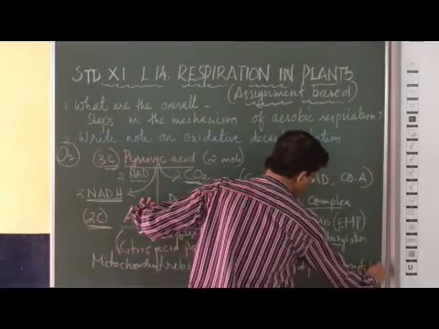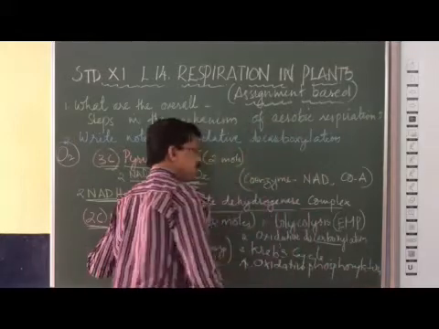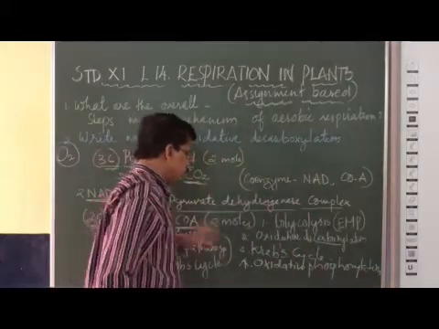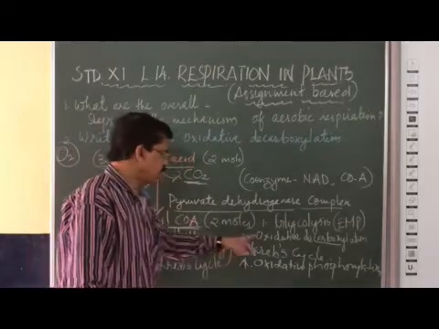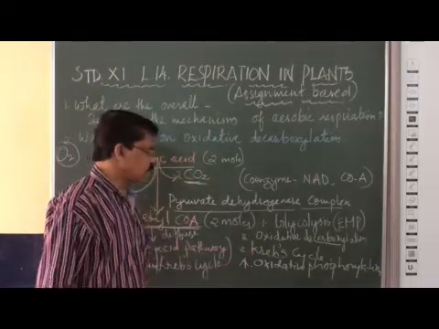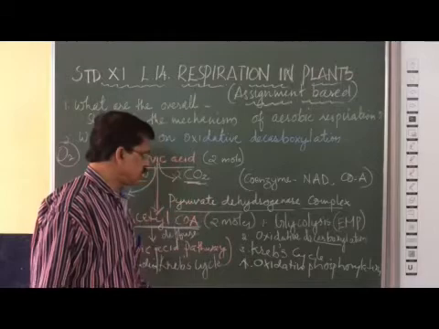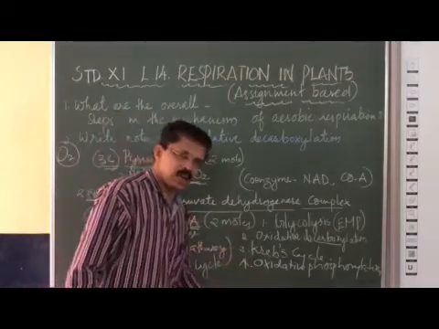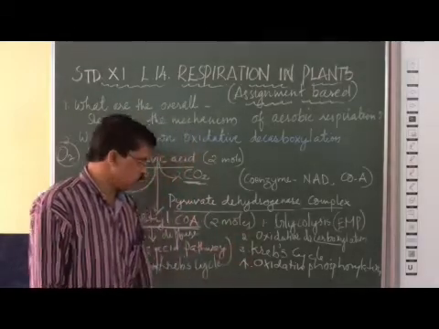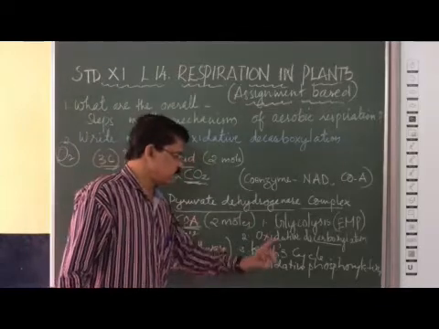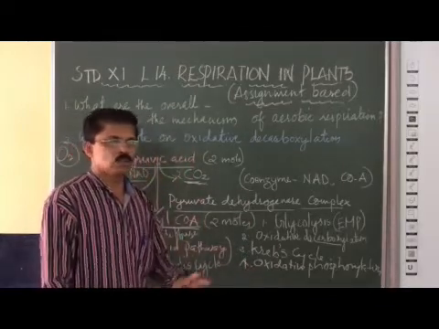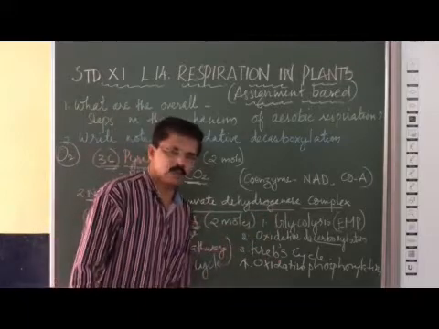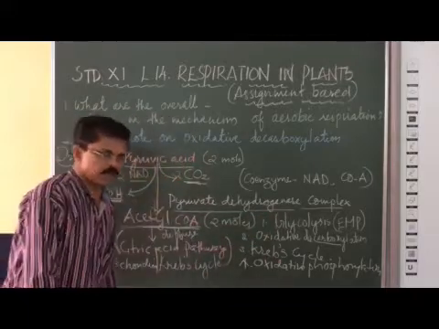So what are the 4 steps of aerobic respiration? We can say the first one is glycolysis or the EMP pathway. Then the second one is oxidative decarboxylation, which we have discussed here. Now the Krebs cycle, that we will be discussing today, and then oxidative phosphorylation, that also we will be discussing today. So these are the 4 steps in aerobic respiration.